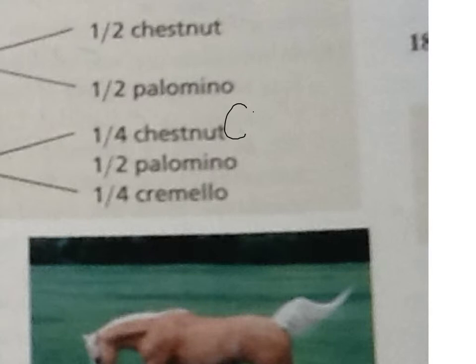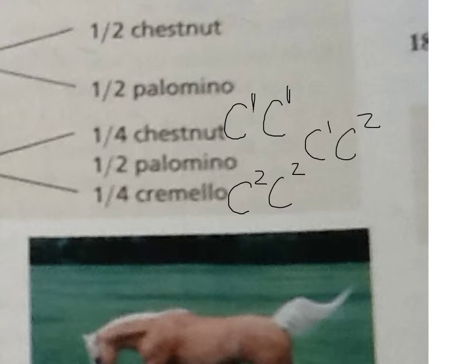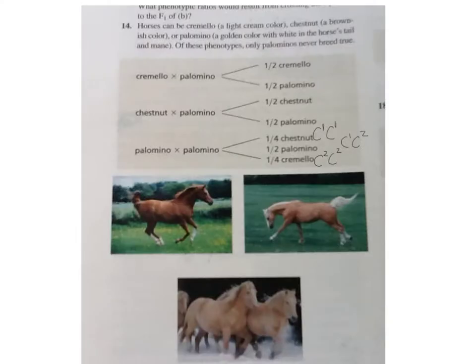but I'm going to do a C and a numeral 1 as a superscript, C1, to represent chestnut, and I'm going to put a C2 to represent cremello, and since palomino is the incomplete dominant heterozygote, I'm going to do them a C1 and a C2, one copy of each allele. All right, for the next part, this is part B.